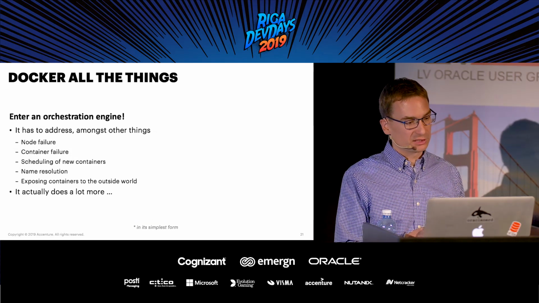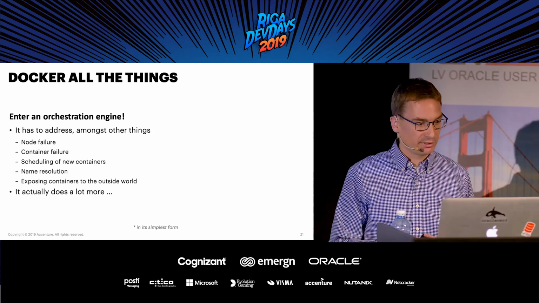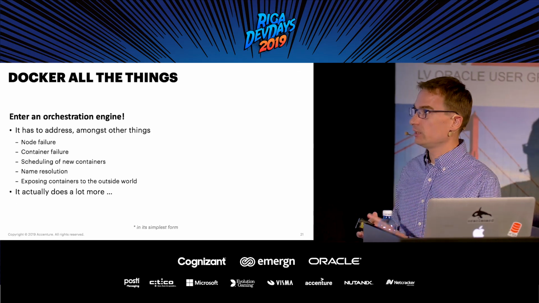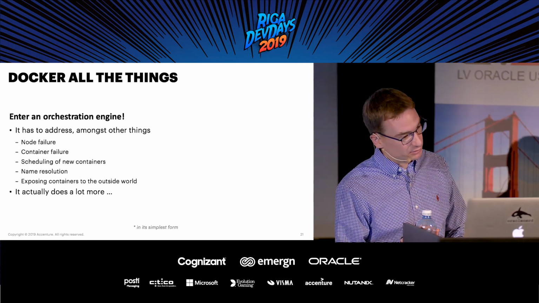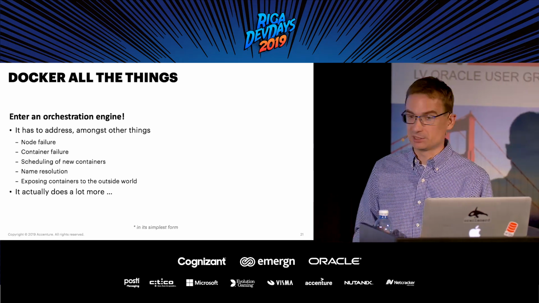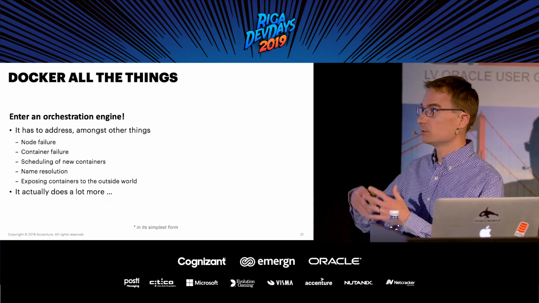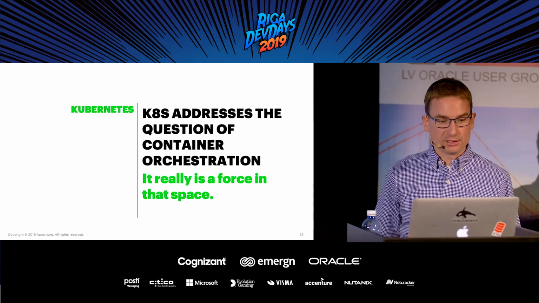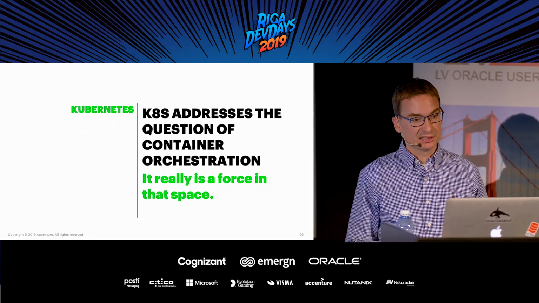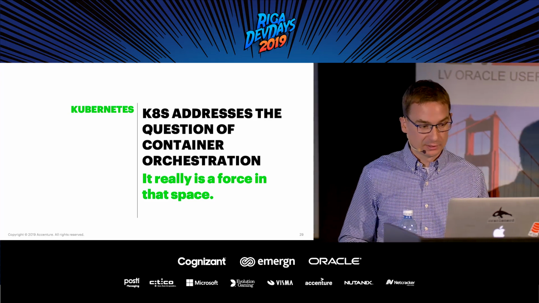Its job, so to say, is to check amongst lots of other things that are far too numerous to mention here: node failure, container failure. It needs to schedule new containers, it needs to take down other containers, it needs to do name resolution, because that's also something you need to think about. And you need to expose the containers to the outside world. So this is probably the point where Kubernetes is entering the big picture here.